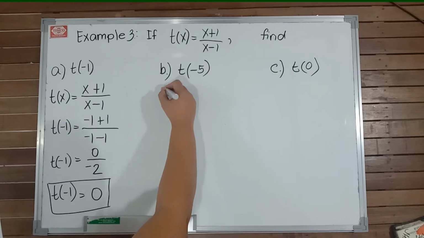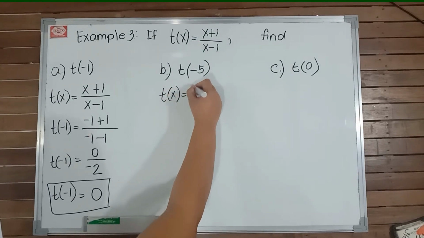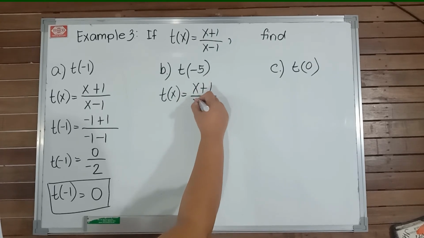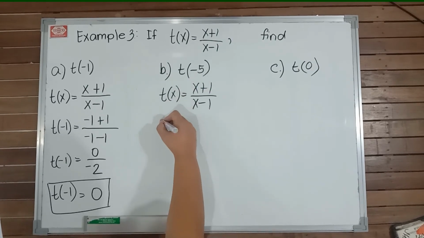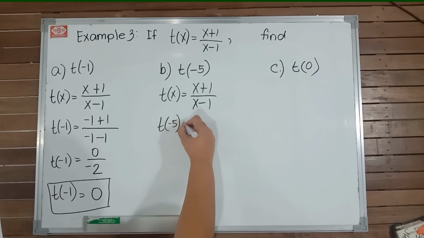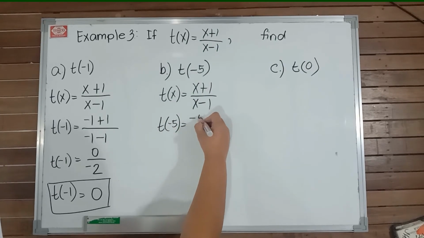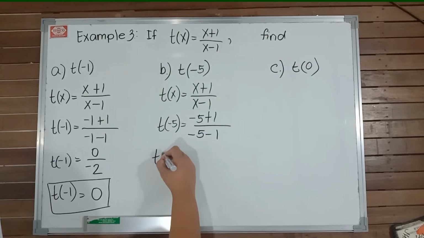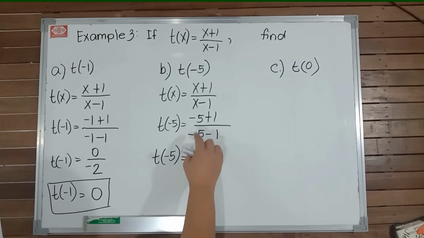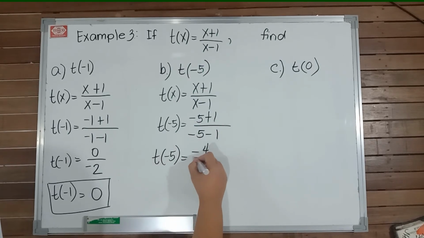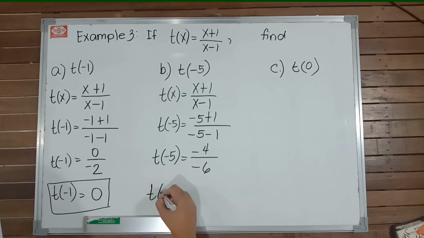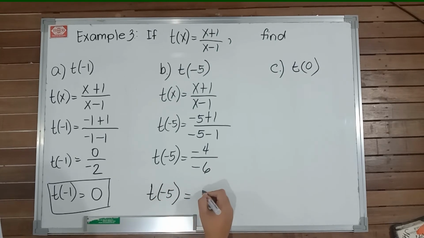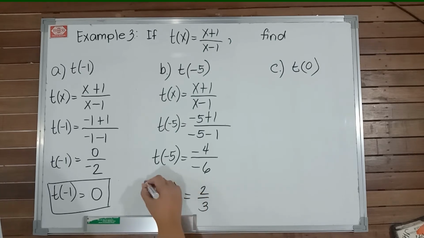Next, we have t of negative 5. So rewrite the function. So in place of x, we will write negative 5. T of negative 5 is equal to negative 5 plus 1 over negative 5 minus 1. So t of negative 5 equals negative 5 plus 1 is negative 4. Negative 5 minus 1 is negative 6. Just get the lowest term or simplify. T of negative 5 is positive 2/3.